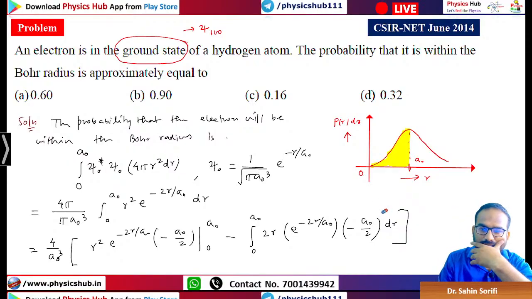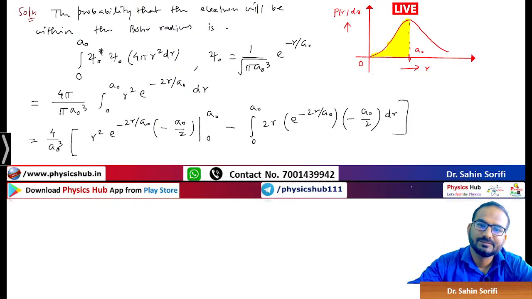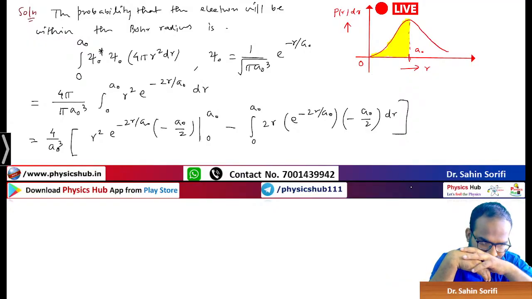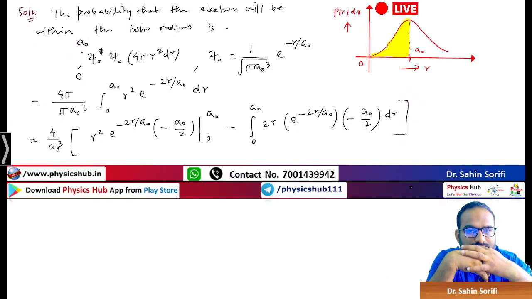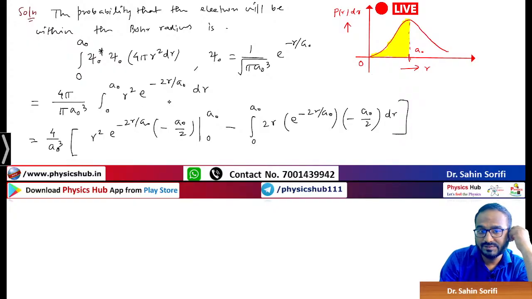Is it clear till now? Tell me, then we will go to the next step. Is this last line clear to everyone? Now once again, look, we wrote it for r square e to the power minus 2r by a naught. Now again we have got an integration involving r e to the power minus 2r by a naught. So we have to do another step.